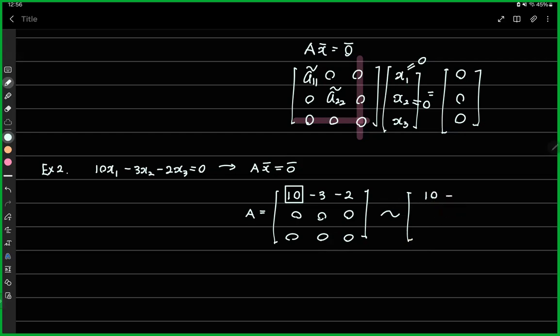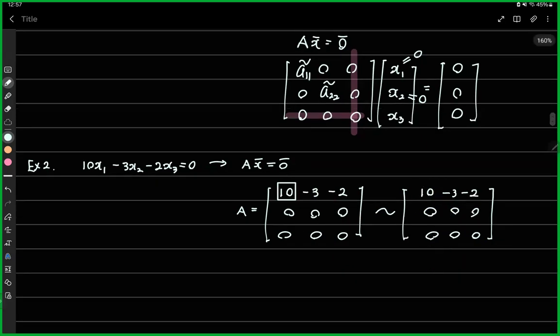10 and -3, -2, and then 0, 0, 0, and then 0, 0. It's actually, you don't have to do anything. That's the echelon form itself, right? And then what? The leading entry in the first row is non-zero. That's why the first column is a pivot column.